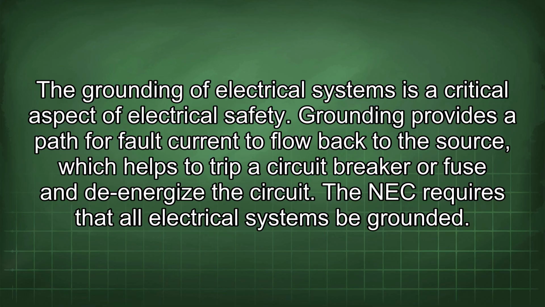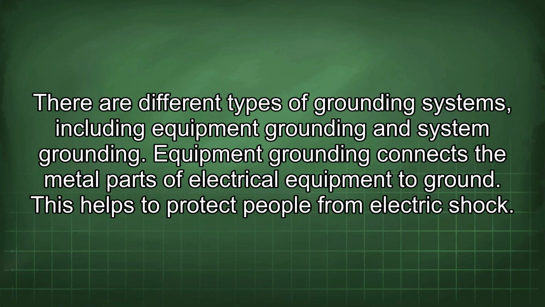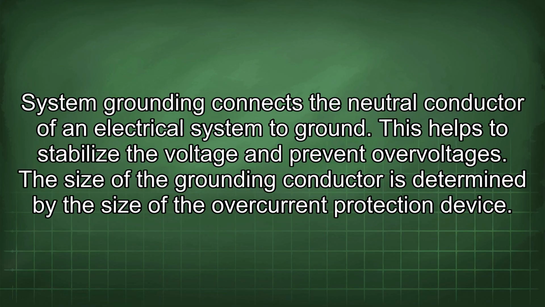The NEC requires that all electrical systems be grounded. There are different types of grounding systems, including equipment grounding and system grounding. Equipment grounding connects the metal parts of electrical equipment to ground. This helps to protect people from electric shock. System grounding connects the neutral conductor of an electrical system to ground. This helps to stabilize the voltage and prevent overvoltages.